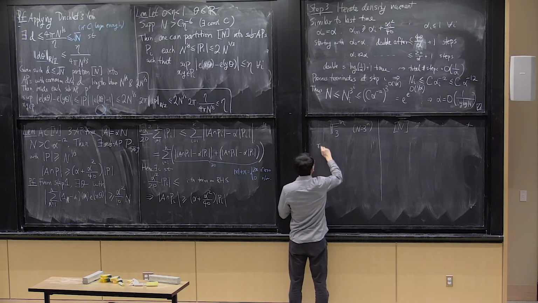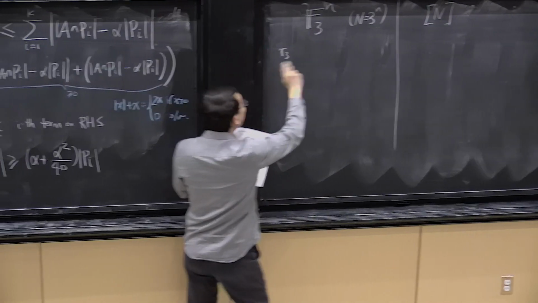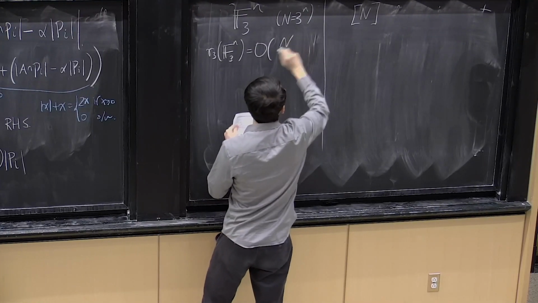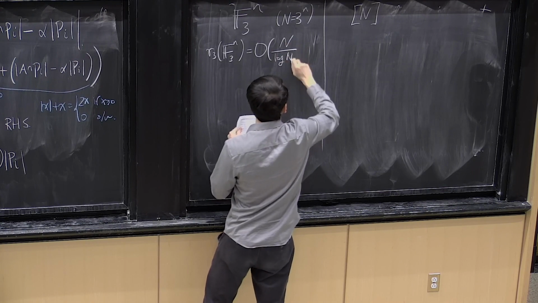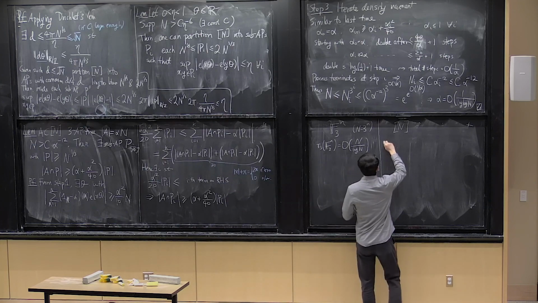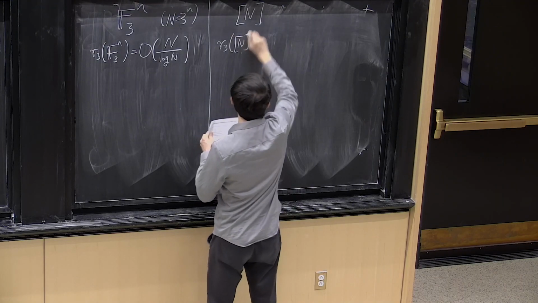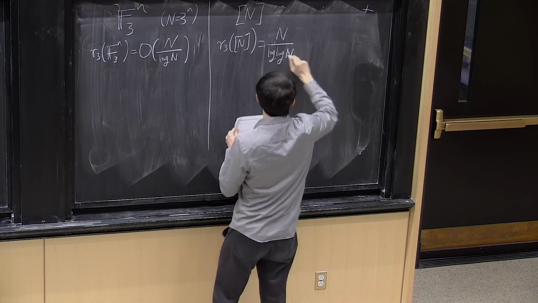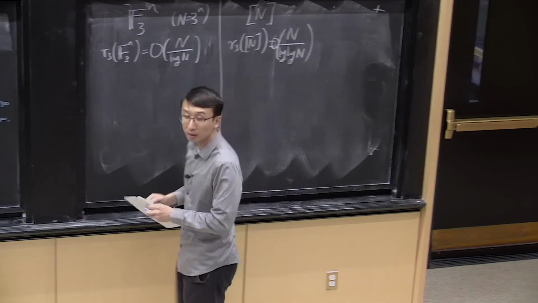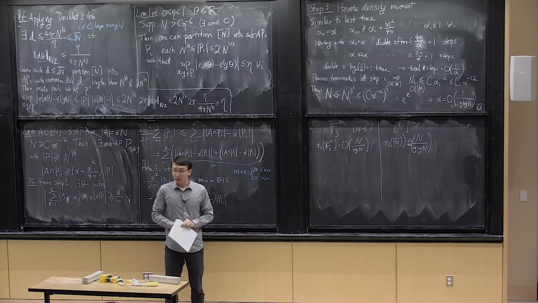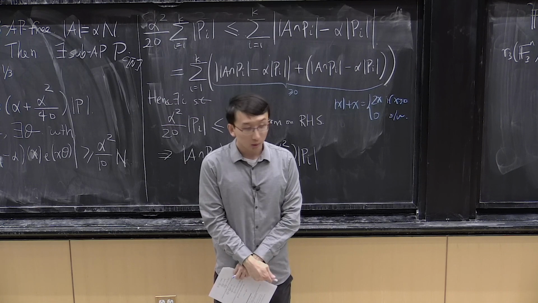Last time for F_3^n, we got a bound which is of the order N over log N, whereas today the bound is somewhat worse. It's a little bit worse. Now we lose an extra log. So where do we lose an extra log in this argument? Where do these two arguments differ quantitatively?